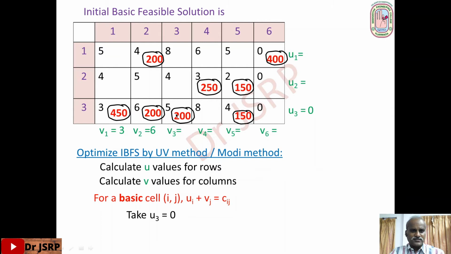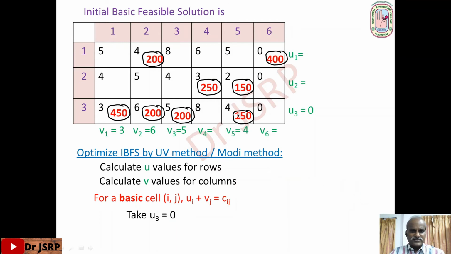Okay. For the 3 3 cell, U3 plus V3 equals cost 5. Substitute U3 as 0. So V3 equals 5. Next, consider the 3 5 cell. U3 plus V5 equals cost 4. Substitute U3 as 0. So V5 equals 4.